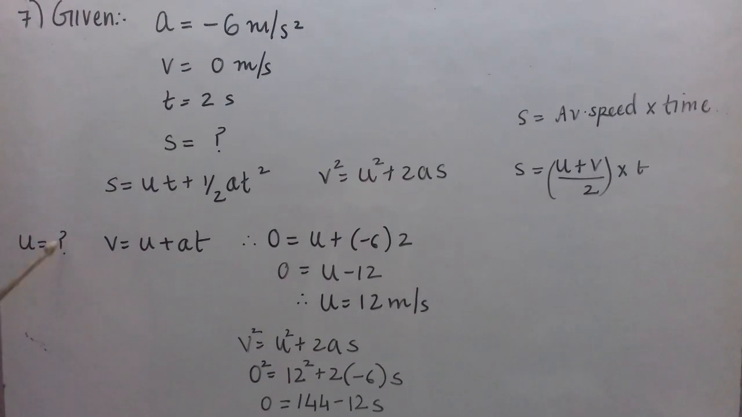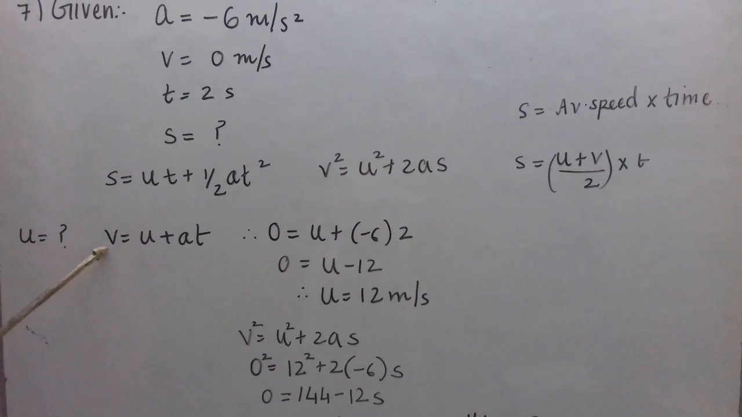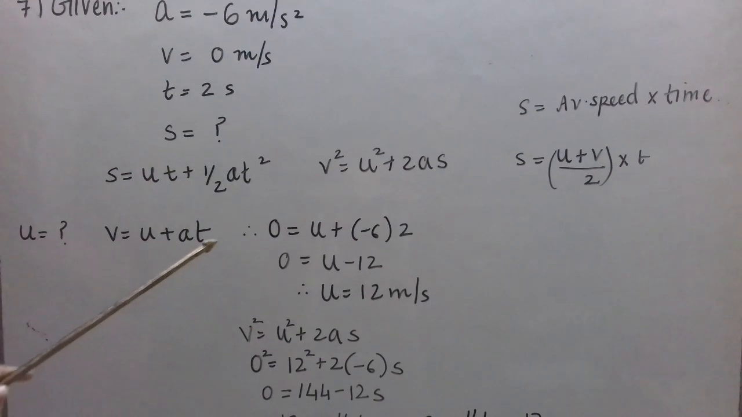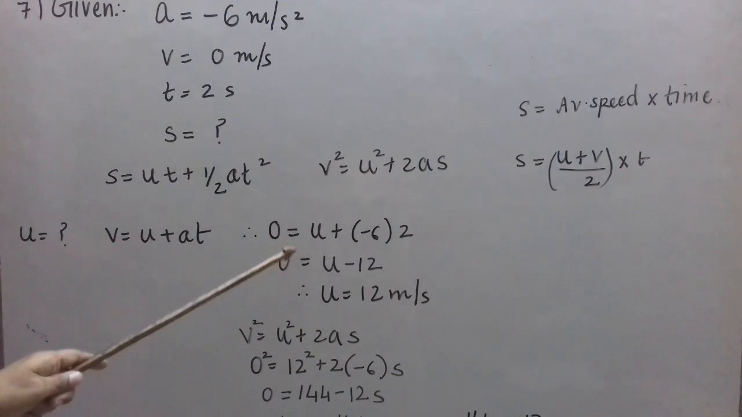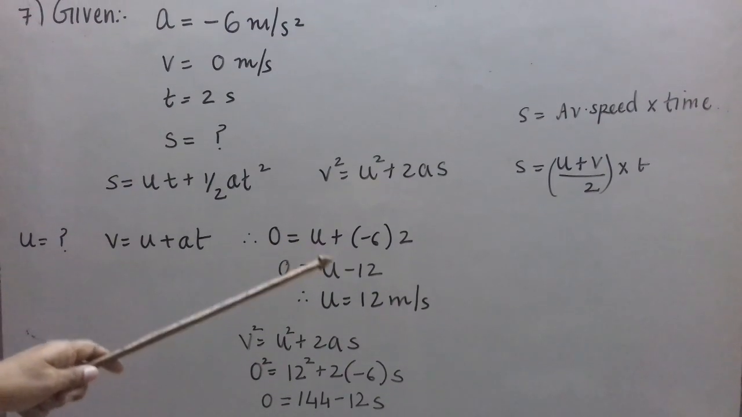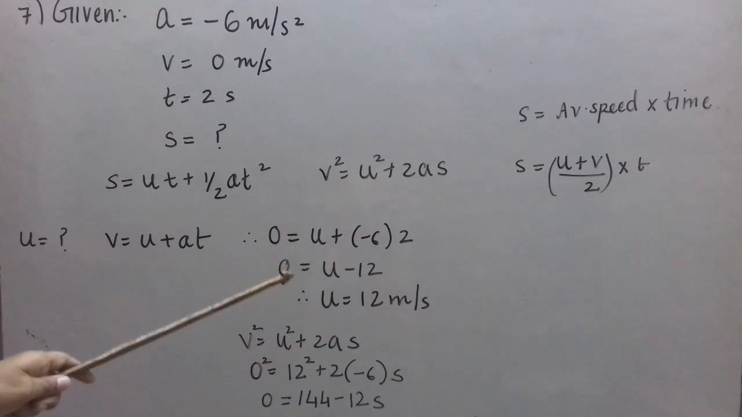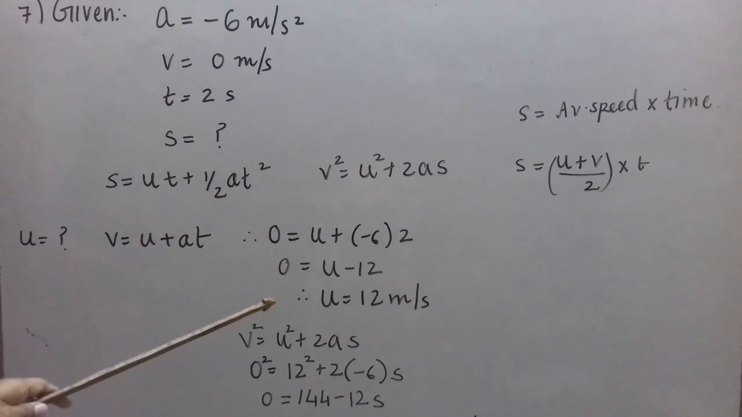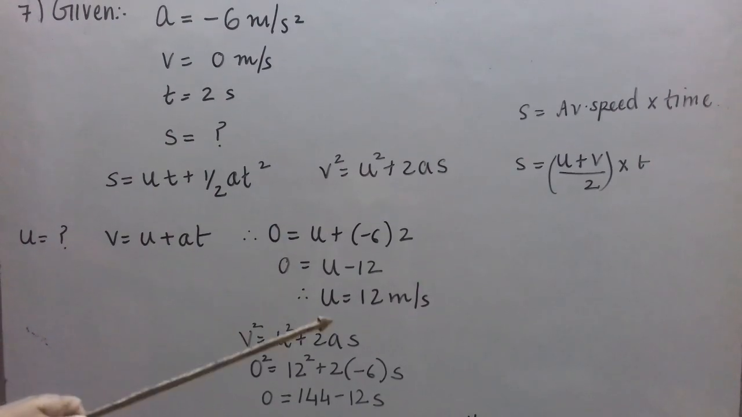So this you can find by using the first equation of motion. V is u plus at. V is 0 is equal to u plus a is minus 6. Don't forget to put the sign minus into 2. So 0 is u minus 12. So u is 12 meter per second.